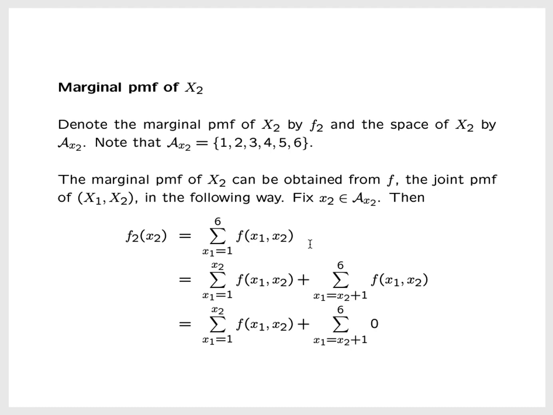Now again, I'm going to decompose this sum into two pieces. The first being the sum of the values of the joint PMF, where X1 ranges from 1 up to X2. And then in the second summation, we're adding up the values of the joint PMF where X1 starts at X2 plus 1 and then goes up to 6. And the reason we're doing this is because over this range of values of X1, the joint PMF evaluates to 0, and so we're left with that piece there.